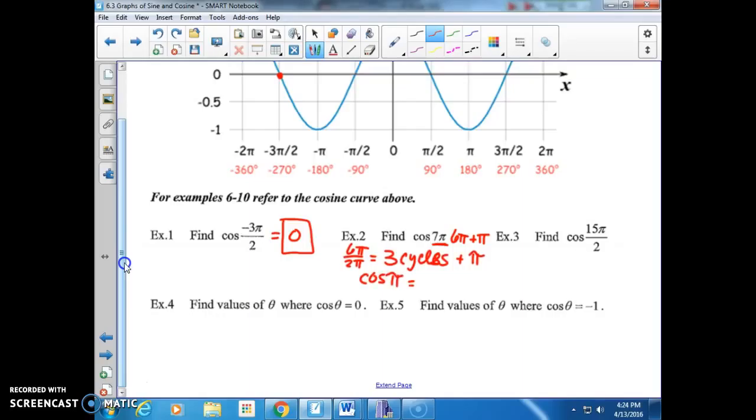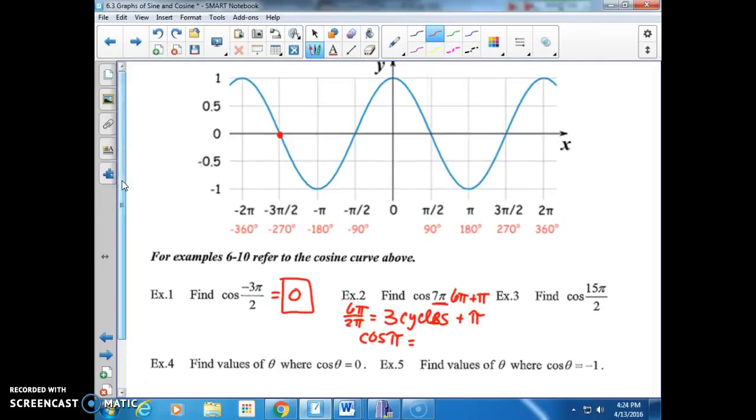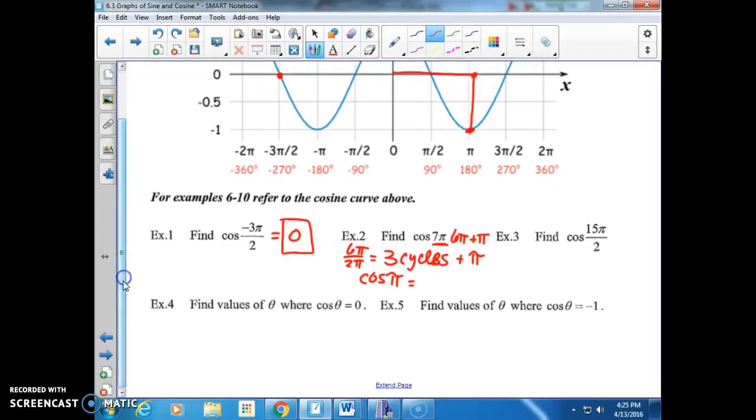So if I go back up to my graph and go over pi amount, I figure out where my graph lies. Here's my graph, and it looks like it's at negative 1 to me. Yours is even more precise than mine, so negative 1 is the correct answer. So first figure out how many cycles it is, and then figure out where it lands on this graph.